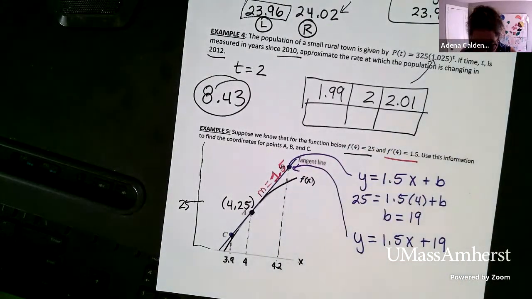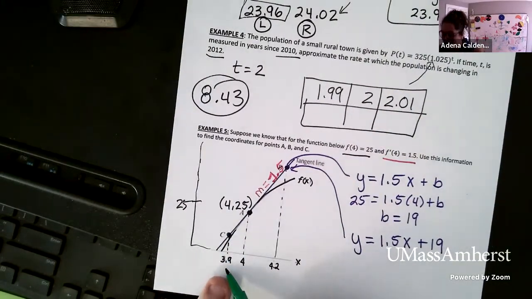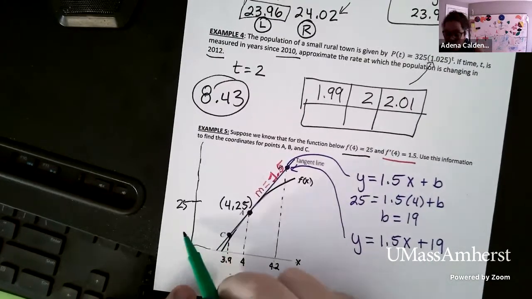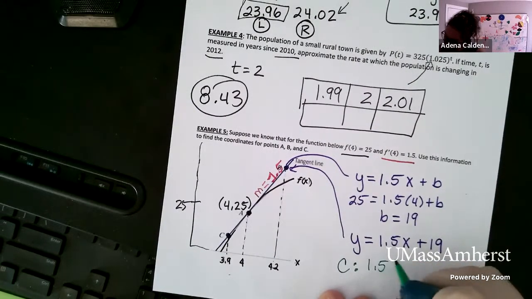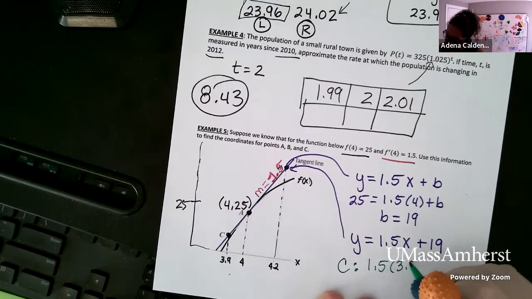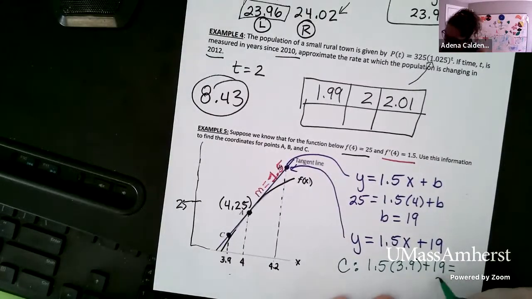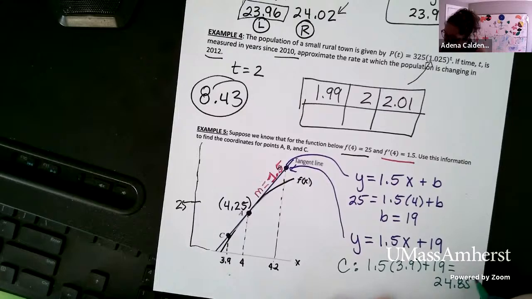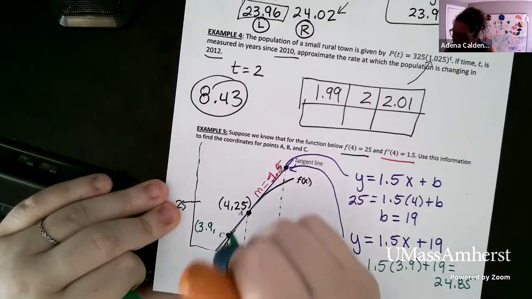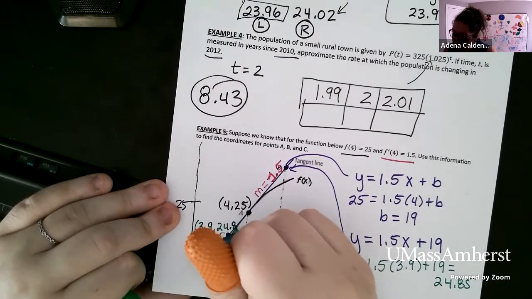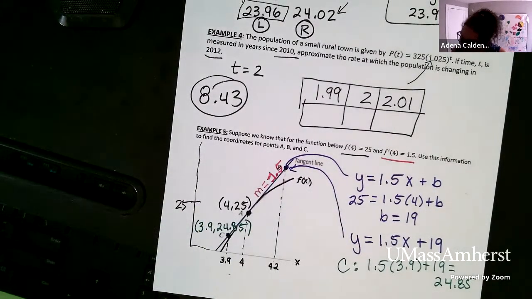So now, if I want to find the coordinates for point C, I can take this 3.9 and plug it into this equation to get the corresponding y value. So for point C, I have 1.5 times 3.9 plus 19. If I crunch that number, I get 24.85, which means the coordinates for point C are 3.9, comma, 24.85.